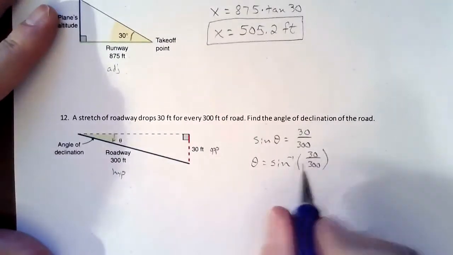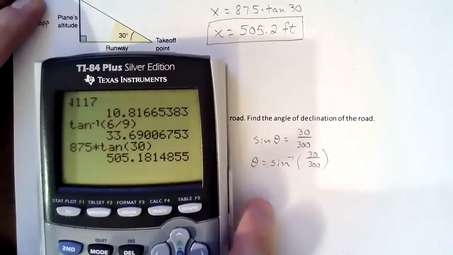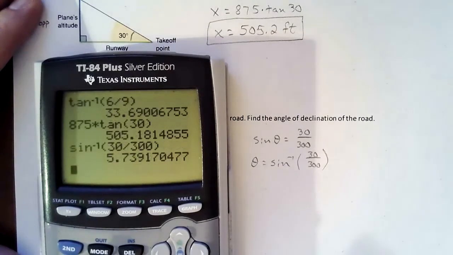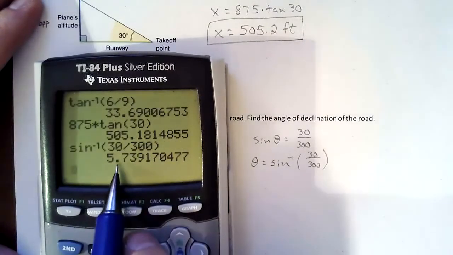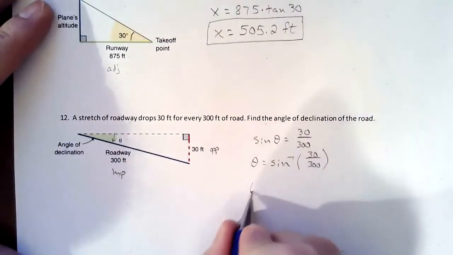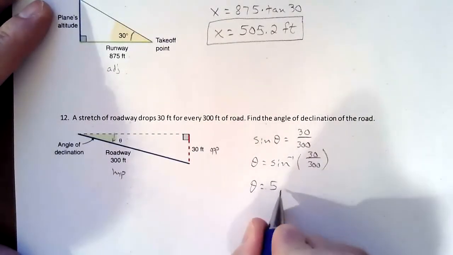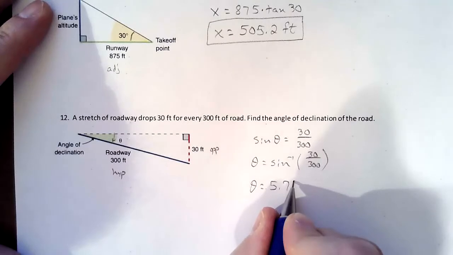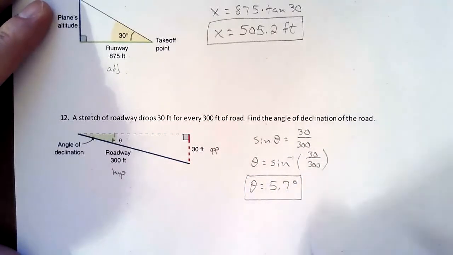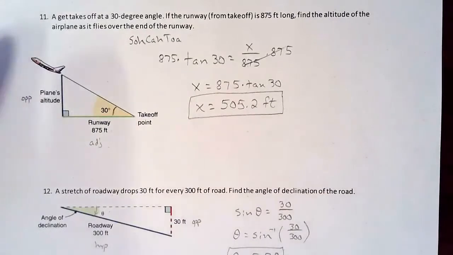If we plug that into the calculator, it's going to give us an angle. So we're doing inverse sine of 30 divided by 300, and that gets us about 5.7 degrees. So our angle measurement is about 5.7 degrees. All right, and that was a couple of word problems involving angle of elevation and angle of depression.